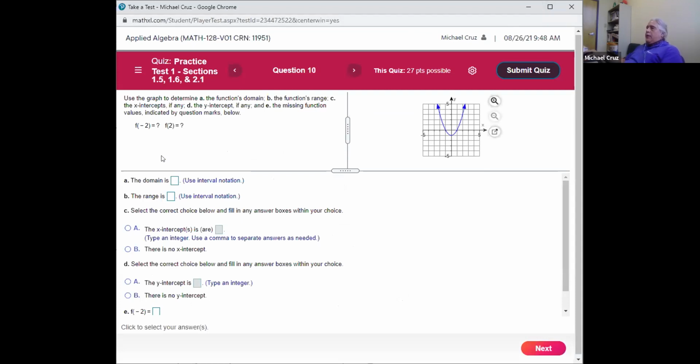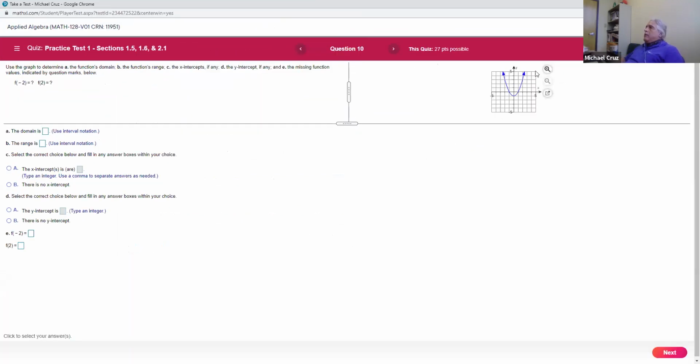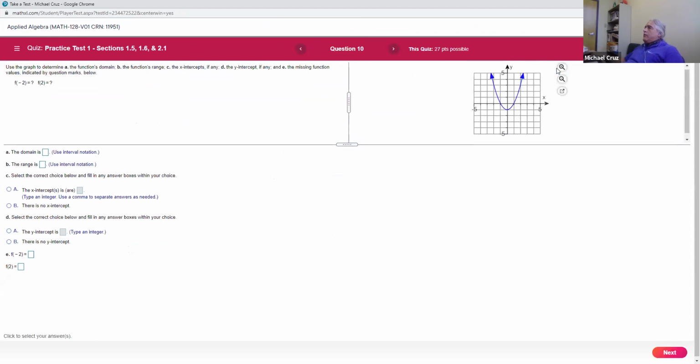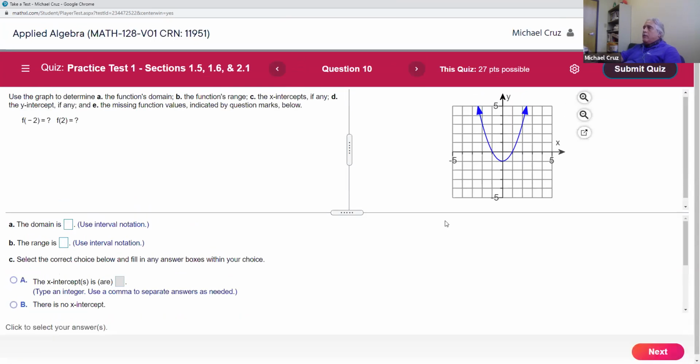They're asking us a few different things about this. They're going to ask us what the functional values are, the domain, the range, and to find the x-intercepts and the y-intercepts, if there are any. Let's make it big. I do think we can blow this up, but that seems to be all we can blow it up. Let's see if I can blow it up more. Yeah, there we go.